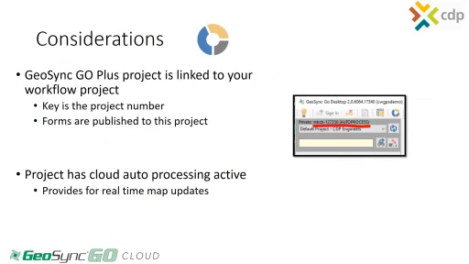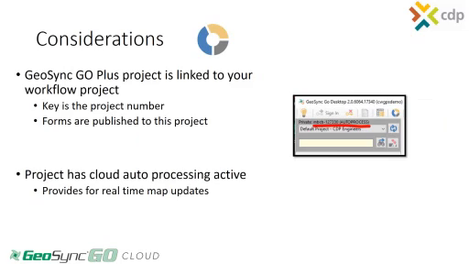A couple of important considerations are critical if you want to get the best experience out of workflows with GeoSync GO Plus. One, the GeoSync GO Plus project that you're using needs to be linked to your workflow project. That's necessary in order for you to have access to the forms. The project number is the key for this. From the desktop, we'll look at this in a second, we publish workflows and assign those to certain projects. So we need our GeoSync GO Plus to reference that same project number.